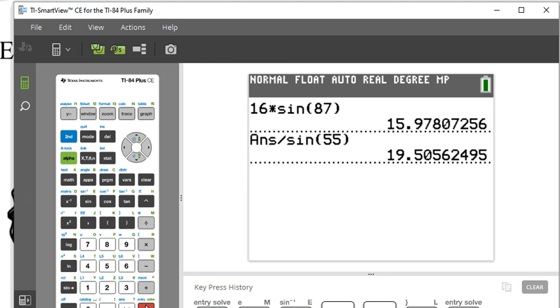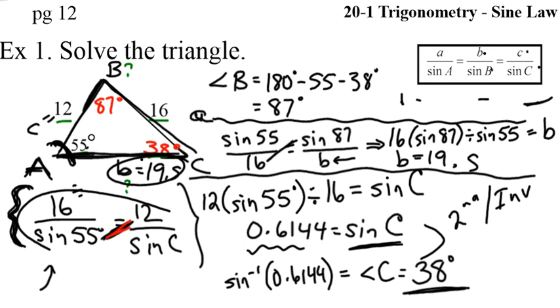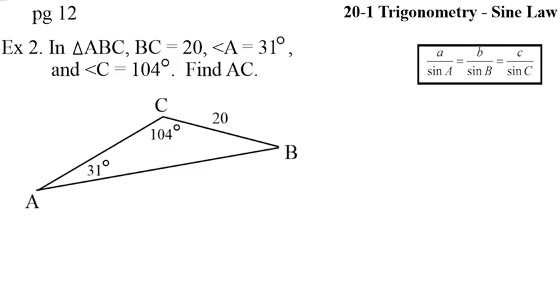So lengths to the nearest tenth. Side B works out to be 19.5. So side B is 19.5. And there's the solving. Using the sine law twice, plugging in and cross multiplying. Not too complicated.